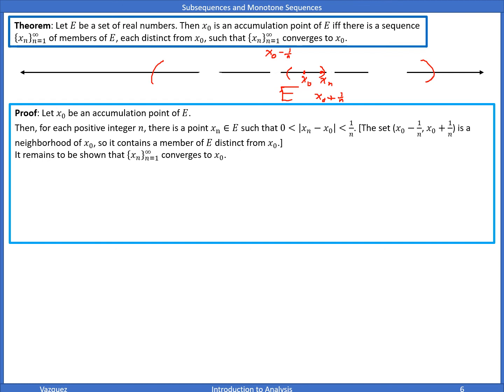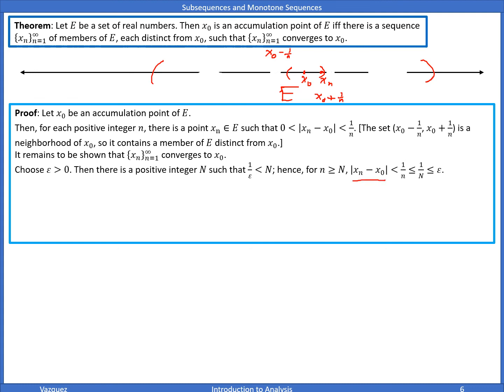So now we need to show that x sub n converges to x naught. Right, so we're just going to choose epsilon greater than 0. Then there's a positive integer big N such that 1 over epsilon is less than big N. Just as the proofs in section 1.1, we show that the difference between the points x sub n minus x naught is less than epsilon, therefore converging. So x sub n converges to x naught. So we can get a sequence in this interval that converges to x naught.